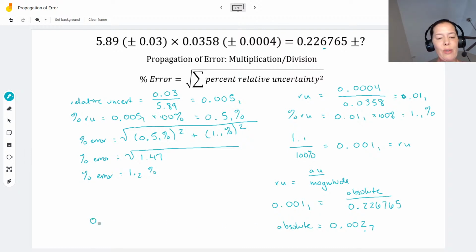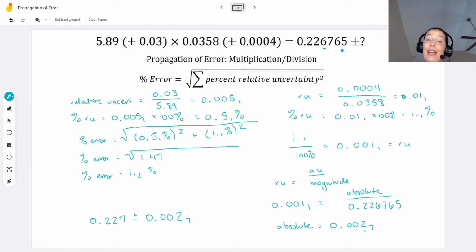So my answer is going to be 0.227 plus or minus 0.0027. And again, if I really wanted to, I could report this as 0.2267 and just make sure the 7 is subscripted. Actually, it would round up to an 8 because you've got a 6 there. It really depends on what you like to do, or your professor might have something specific that they want you to do as well. Okay, so that is propagation for multiplication and division.